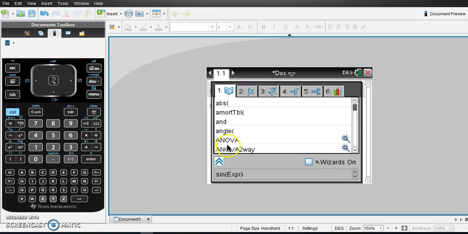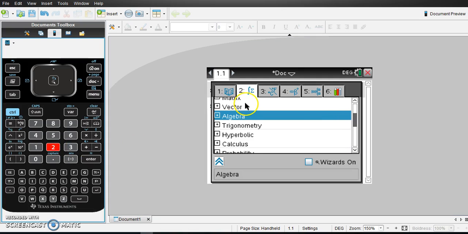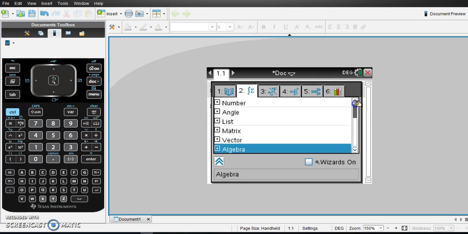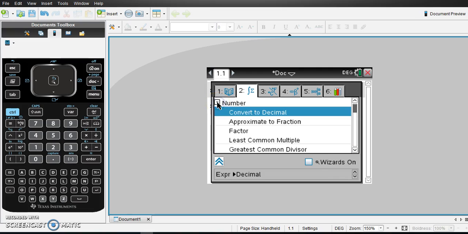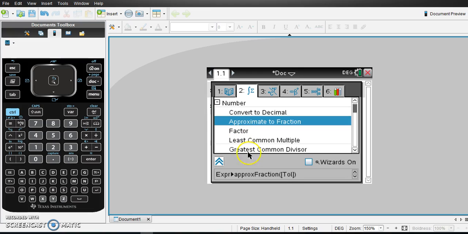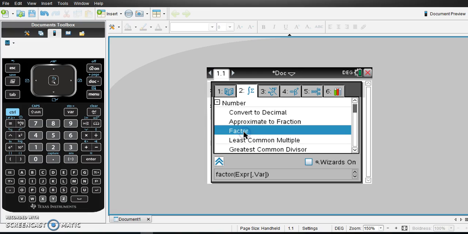So menu 1, like I said, is an alphabetical list, and it's very long and therefore a little bit cumbersome to use. It's not particularly convenient. Under menu 2, however, things are broken down more nicely into different sections. So under number, for example, we have our convert to decimal, approximate to fraction. And this element here would tell you how precise you want that fraction to be.